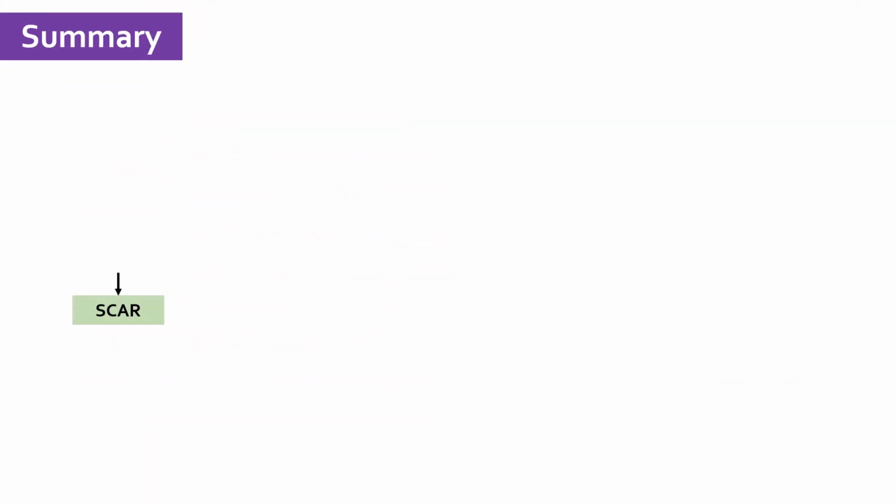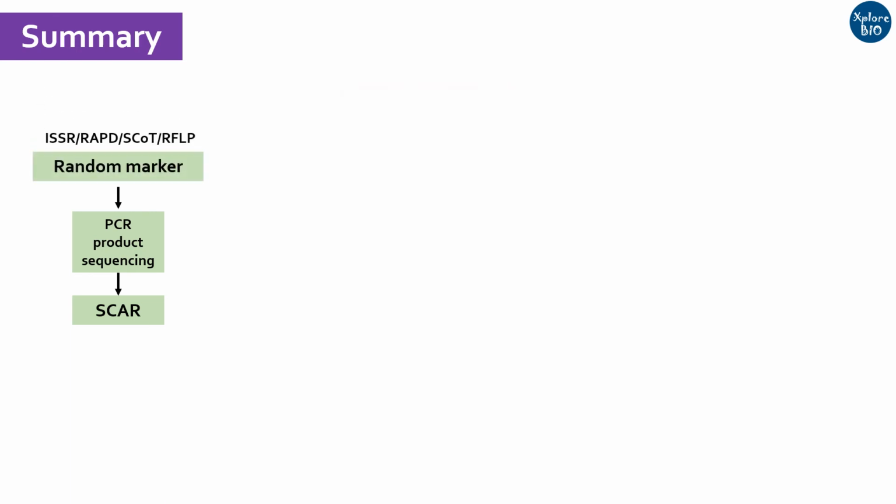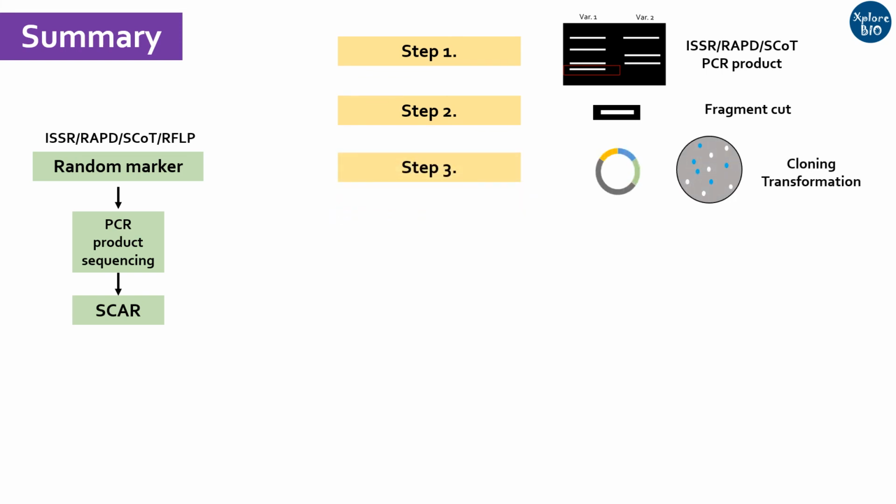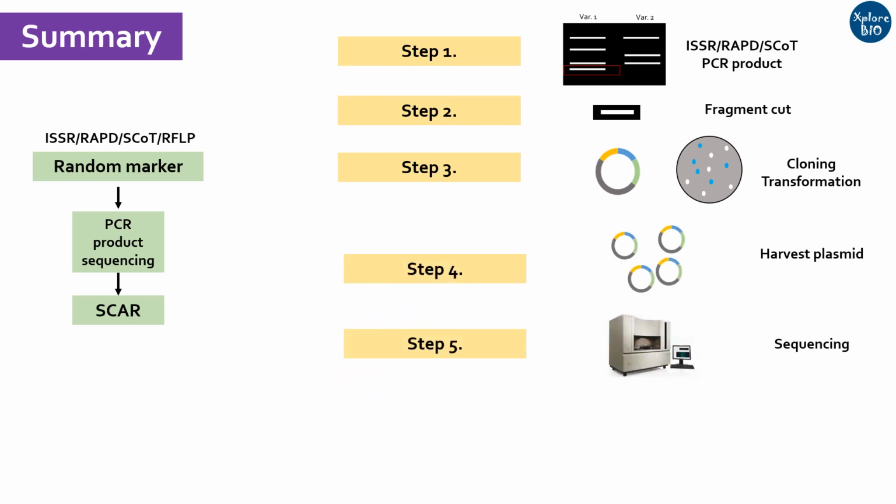To sum up, a SCAR marker is developed by sequencing of the target RAPD, ISSR, SCoT or RFLP fragment. The first step of SCAR marker development is getting a PCR product from the random marker. Next is extraction of the target amplicon. The third step is cloning and selection of positive clones using blue-white colony screening. The next step is you harvest the vector or the plasmid and go for Sanger sequencing. After sequencing, you can design the primer for this SCAR marker using software like Primer3.